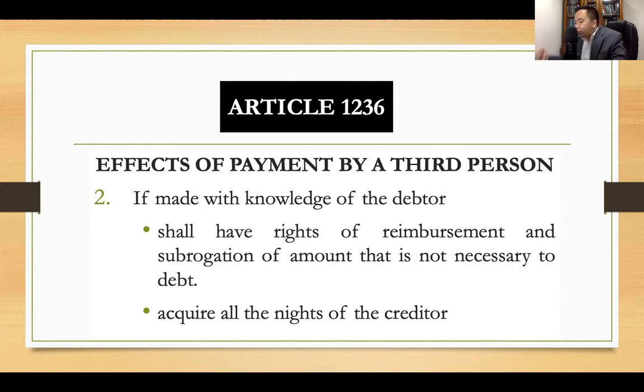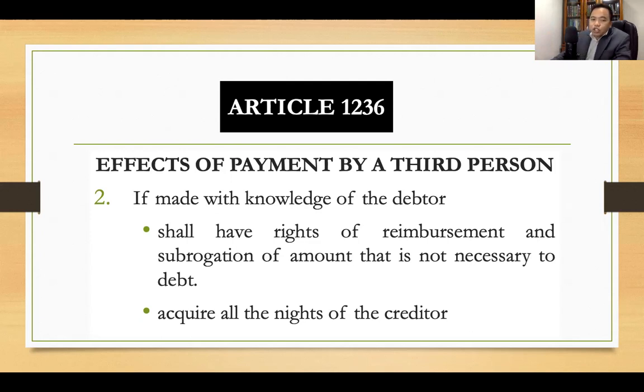Now, class, take note of these differences. I will repeat. If payment is made with knowledge of the debtor, then there are two things that the third person can acquire. Number one, he has an absolute right of reimbursement. And number two, he has a right of subrogation.